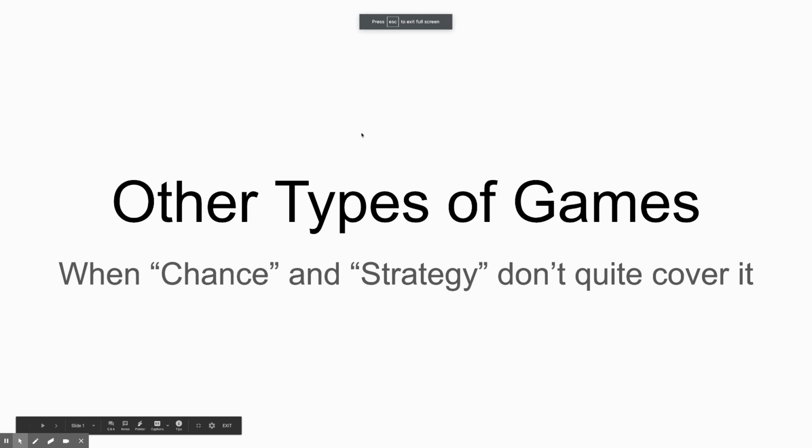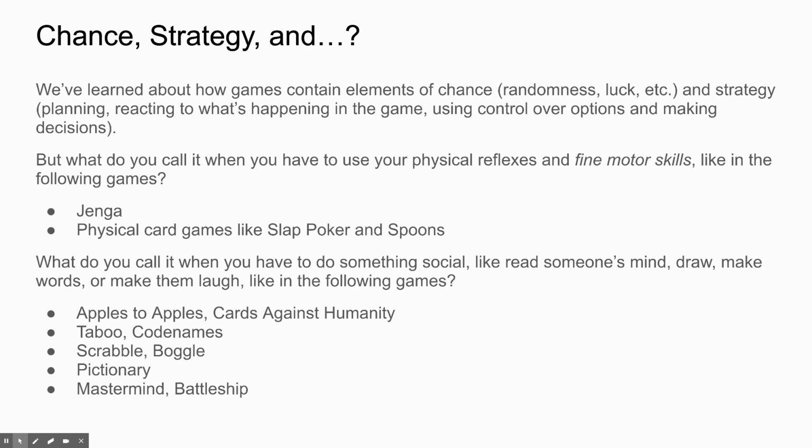So when chance and strategy don't quite cover it in terms of describing the way that a game is played, we've learned about how games contain elements of chance, which is like randomness, luck, and so on, and strategy, which is like planning, reacting to what's happening in the game, using control over your options, and most importantly, perhaps making decisions. That's what strategy is all about, making decisions.